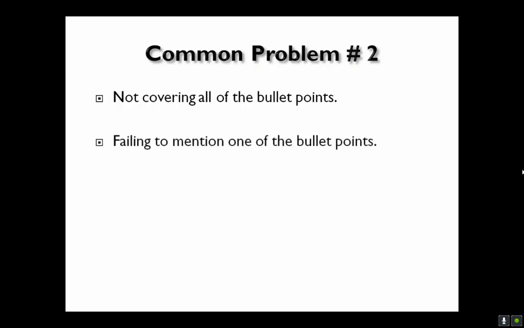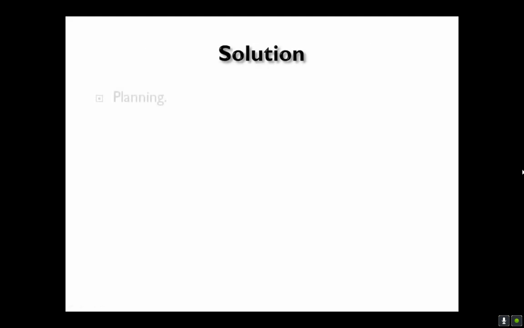And they also fail to mention just 1 of the bullet points. So most of the time students write about 2, and they might briefly discuss 1 of the 3rd bullet point, but it's not really enough. So the solution to this problem is simply planning. You plan as I taught you in module 4, and if you plan in that way, you will always cover the bullet points. The second solution to that is use the question to plan your answer.